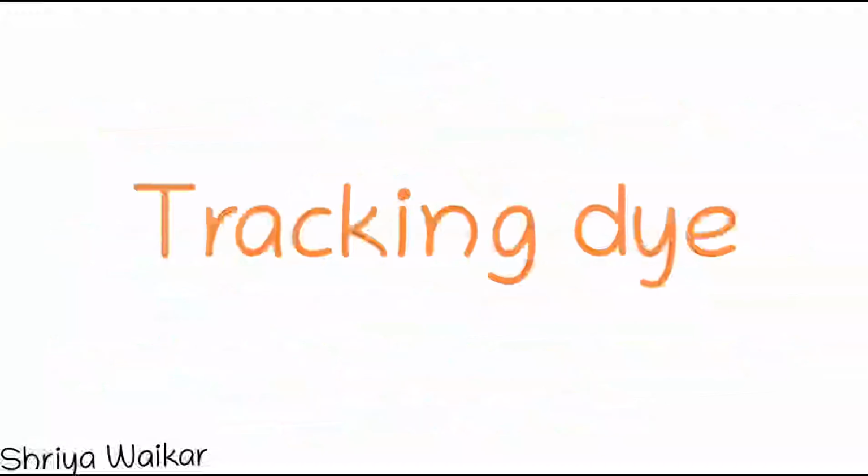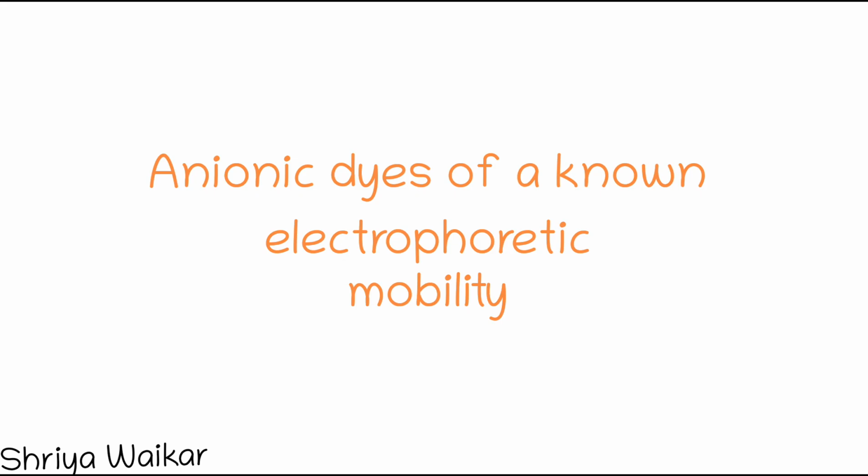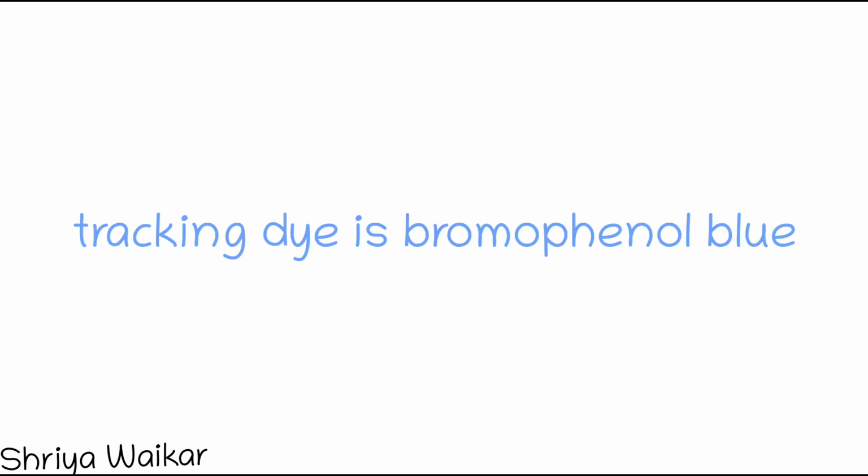There is a tracking dye. Do you know what a tracking dye is? DNA, RNA and proteins are mostly colorless, so their progress through the gel during electrophoresis cannot be easily followed. So an anionic dye, with a known electrophoretic mobility, is usually included in the sample buffer. A very common tracking dye is bromophenol blue.